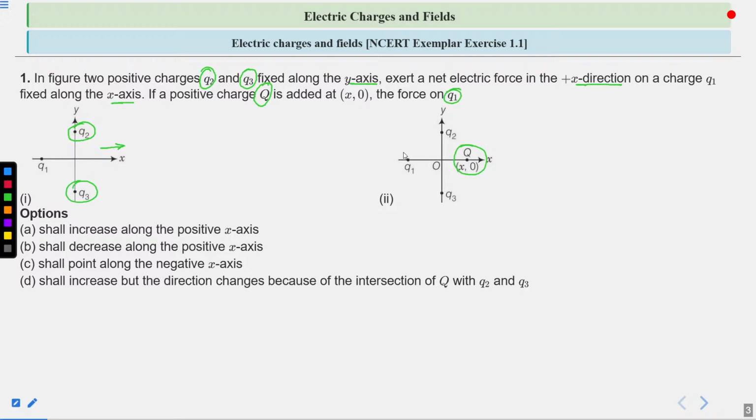So in this question we have to find out the force on charge Q1. The given options: option A, shall increase along the positive x-axis; option B, shall decrease along the positive x-axis; option C, shall point along the negative x-axis; and option D, shall increase but the direction changes because of the interaction of Q with Q2 and Q3. So which one is correct? Please think about this.